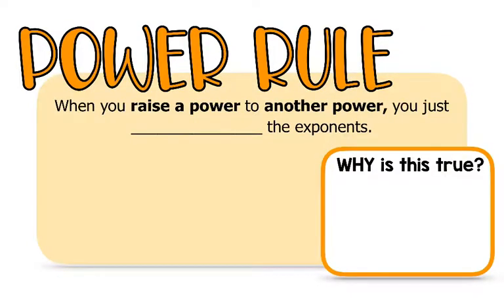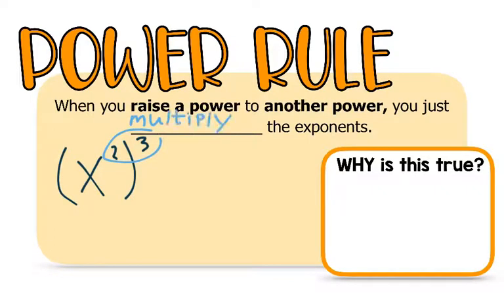All right, so let's look at our second rule for today, which is the power rule. The power rule, just to remind you what that is, is something like this: x squared all to the 3rd power. Our rule with that is, what do we do with these exponents? You multiply them. So in this example that I wrote out for you, that answer would be x to the 6th power, because 2 times 3 is 6.